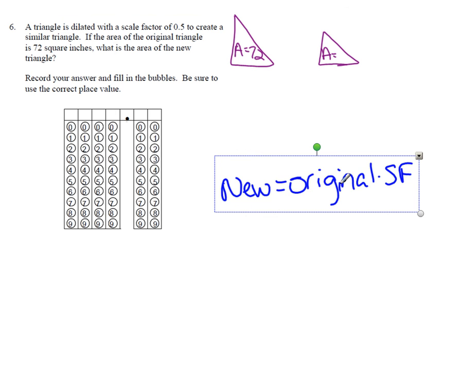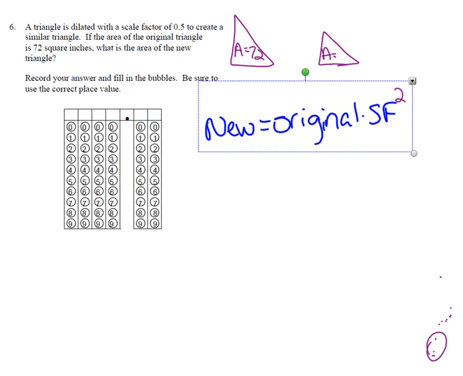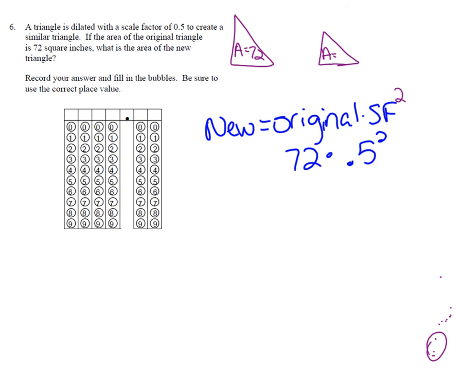Okay, so we still have our formula, but can we still use original times scale factor? No. Remember we talked about area, that's in 2 dimensions, so it's got to be scale factor squared. So in this case, we have an original of 72 times what? What's our scale factor? 0.5 squared. So we'd have to figure out what's 0.5 times 0.5.